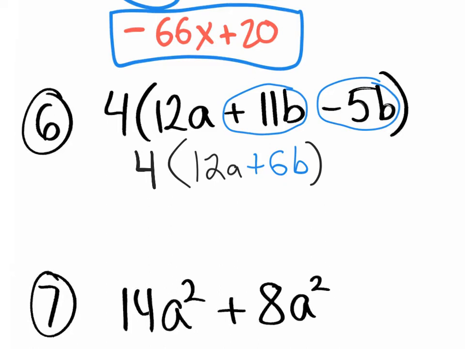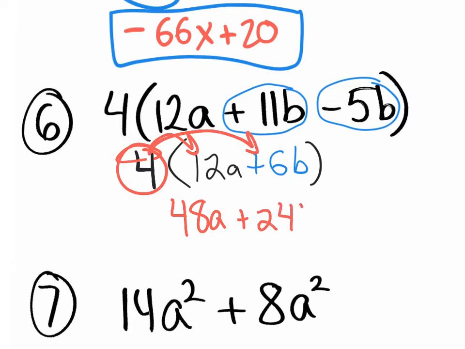And now let's actually distribute. So we're going to take this 4. 4 times 12a is 48a. And then 4 times 6b is positive 24b. And that is your final answer. Moving on to number 7.